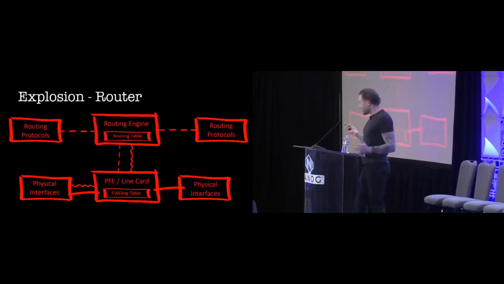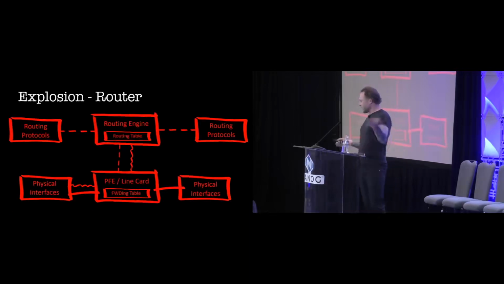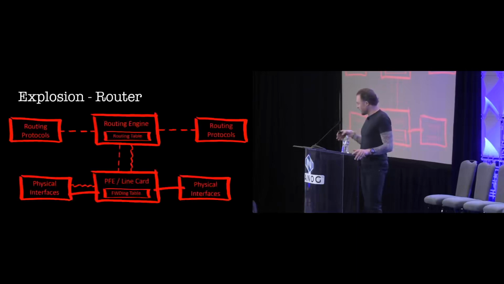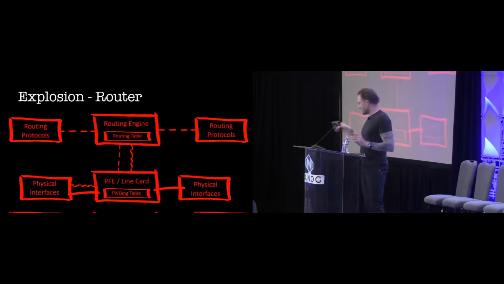So to illustrate that, this is essentially what a router looks like. You've got routing protocols that are feeding information into the routing engine, which maintains a routing table. It's then feeding information out through routing protocols to other devices. It's also talking to the PFEs or line cards, which are holding their forwarding table, right? The FIB is down there, and they're using that to connect to physical interfaces to make the whole thing work, right? It's essentially how this all works.